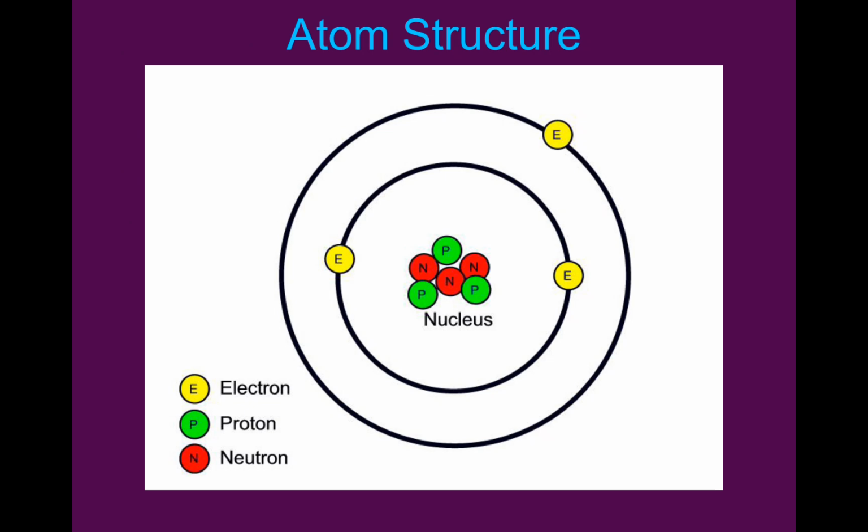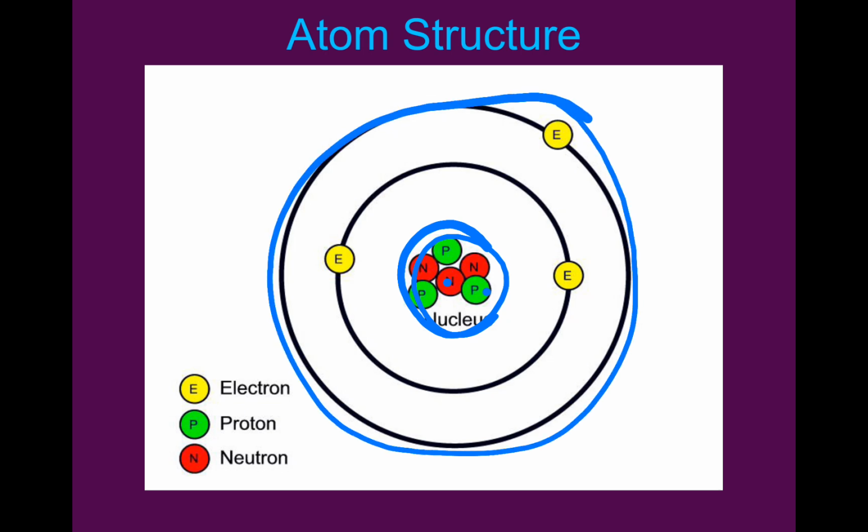All right, so when you look at an atom, what you're seeing is your nucleus here, and there are your protons and your neutrons, and then around it, all out here, there's your electrons. This is called the electron shells or the electron cloud. They literally orbit the nucleus there.